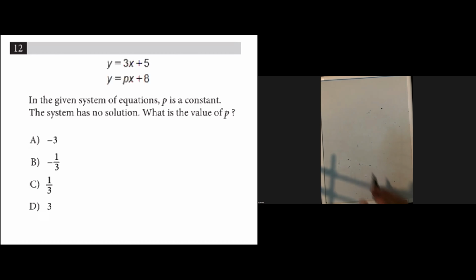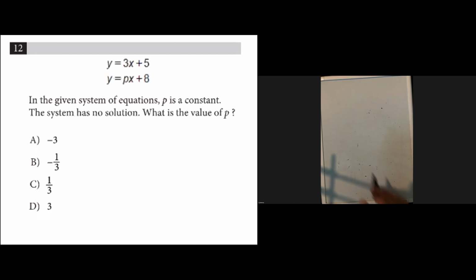Okay, so for this one, we're given two equations, y equals 3x plus 5 and y equals px plus 8. It's asking, p is a constant and the system has no solution. What is the value of p? Well, for a system of equations to have no solution, that means they have to have the same slope, but a different y-intercept. And so for them to have the same slope, p would have to be 3, which would be answer choice D.